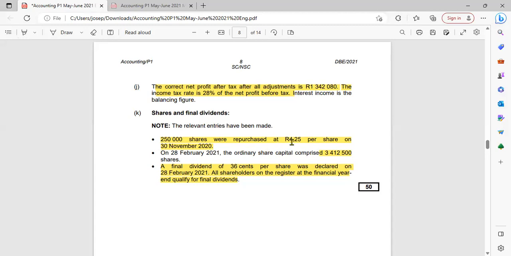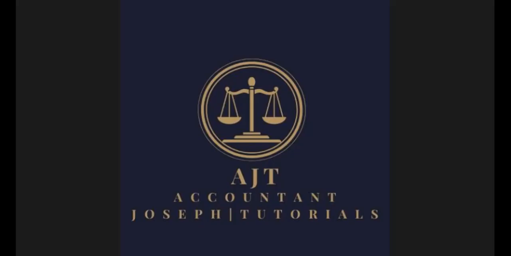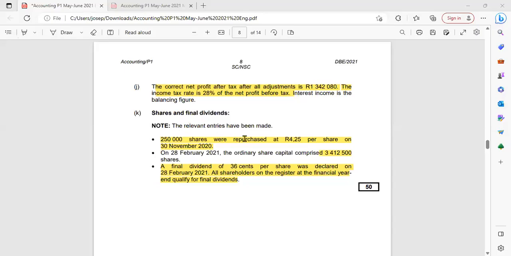So we're going to say 4 rand 25 cents subtract 4 rands. 4.25 subtract 4, that is simple. It is 0.25, meaning 0.25 cents is the price that is above the average share price. So now that we have the price that is above the average share price, we are just going to say 250,000 multiplied by 0.25. So let us calculate it.